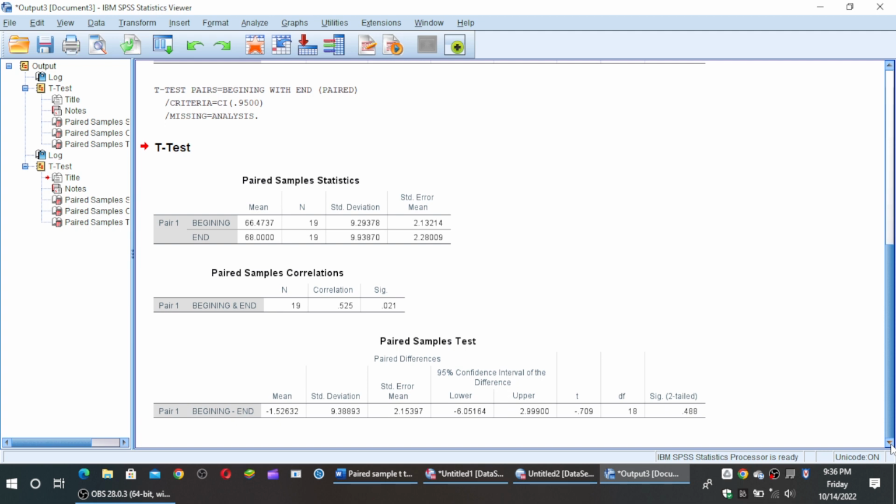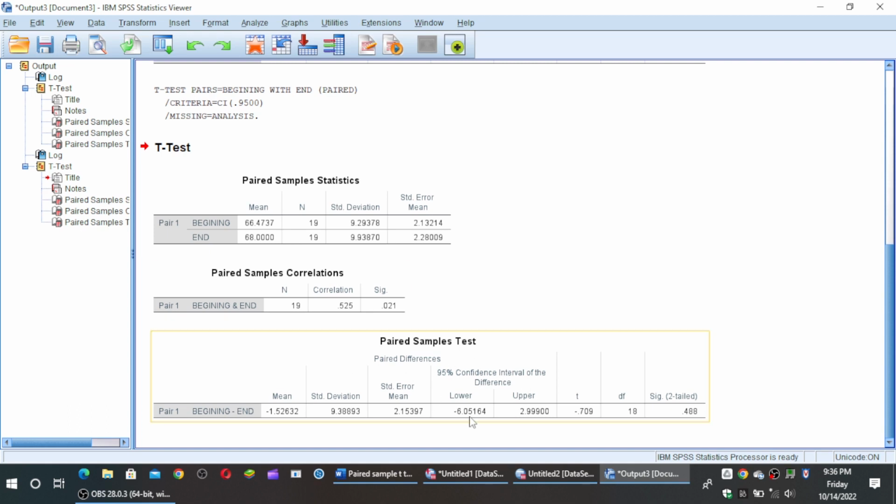We have the paired sample statistics showing the mean performance for the two situations. The beginning, you can see the mean performance here showed 66.47%, and then the ending showed 68%, meaning at the beginning of the period, the average performance was 66.47, and then the average performance at the end of the period was 68%.